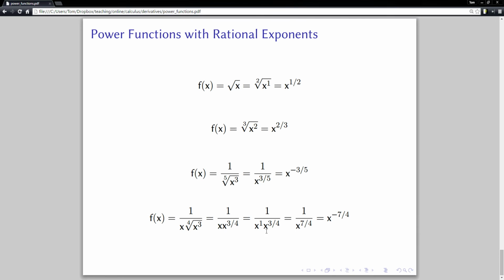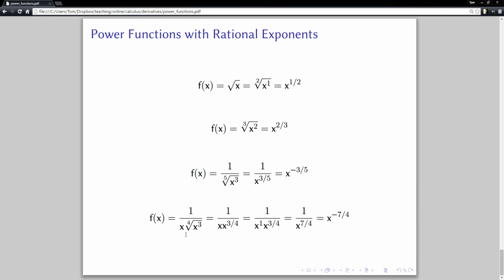Okay, and now I'm multiplying these bases out. When you multiply like bases, you add the exponents together. So x to the first power times x to the 3/4 power is going to be x to the 1 plus 3/4. So if you take the time and get a common denominator and add 1 plus 3/4, that comes out to be 7/4. Okay. So the original function is the same as 1 over x to the 7/4. And using the second algebra fact, we can rewrite that as x to the negative 7/4 power.